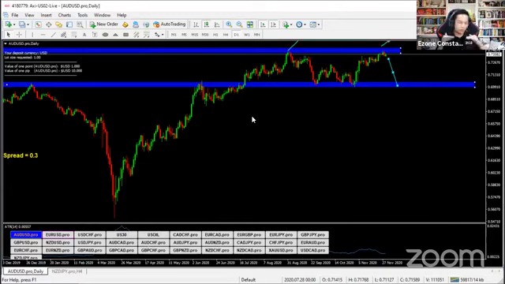Not only do you need to find resistance and support, try to see whether this area has a confluence. If this area has confluence or coincides, it will tell you whether this area is strong or not. The rest, you look at the price movement.